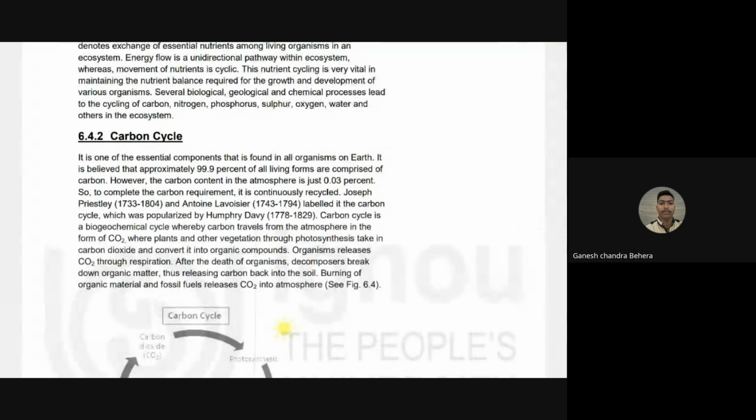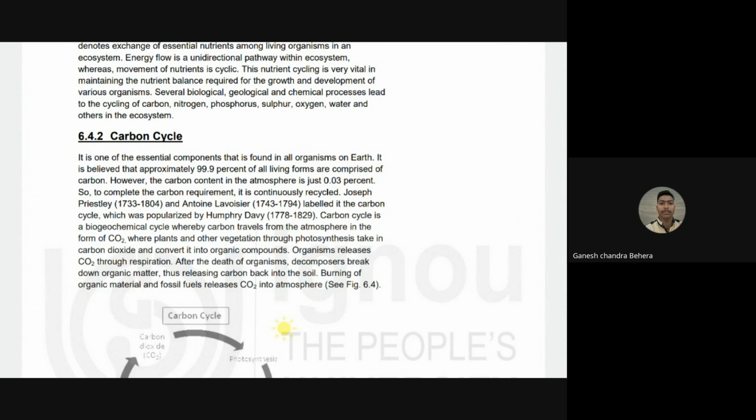Then what are the other functions? You have different biogeochemical cycles. Those are the carbon cycle, nitrogen cycle, oxygen cycle, hydrological cycle, then sulfur cycle. All these cycles are influenced, functioned or governed by the ecosystem. So this is an essential function of the ecosystem.